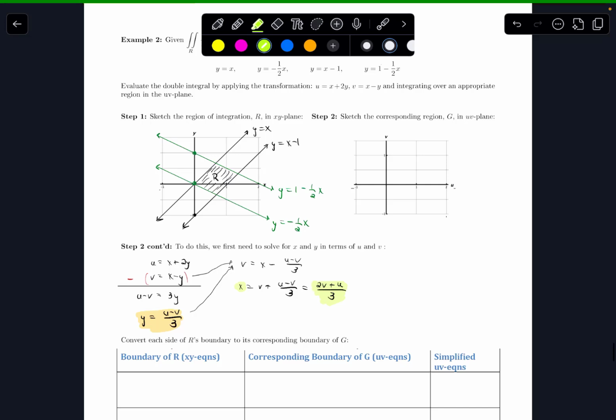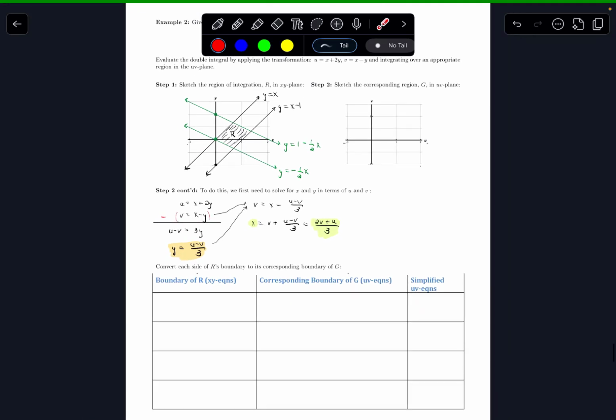So what I want to do now is convert my original region R in terms of my new variables u and v. I'm going to organize that work into this table. I'm going to look at each side of this boundary and convert it to my new boundary for my new region. So the equations for the original boundary: one of those equations is y equals x. One of them is y equals x minus 1. Then I have y equals -1/2 x. And y equals 1 minus 1/2 x.